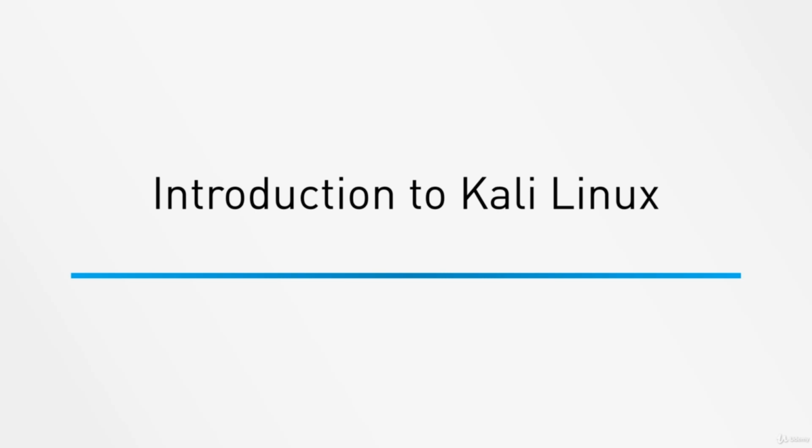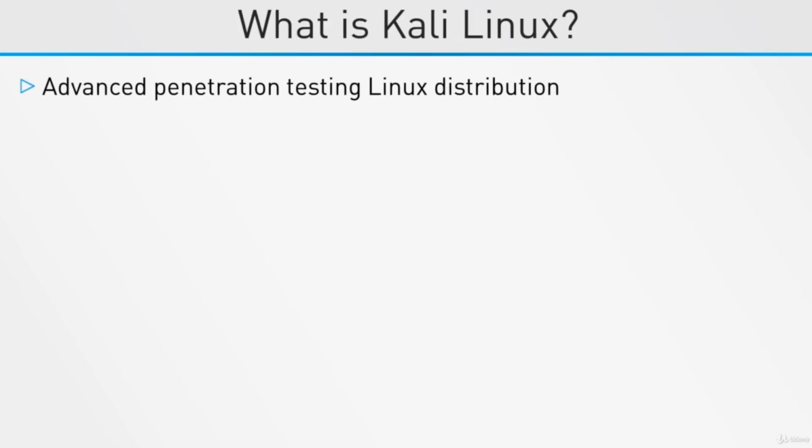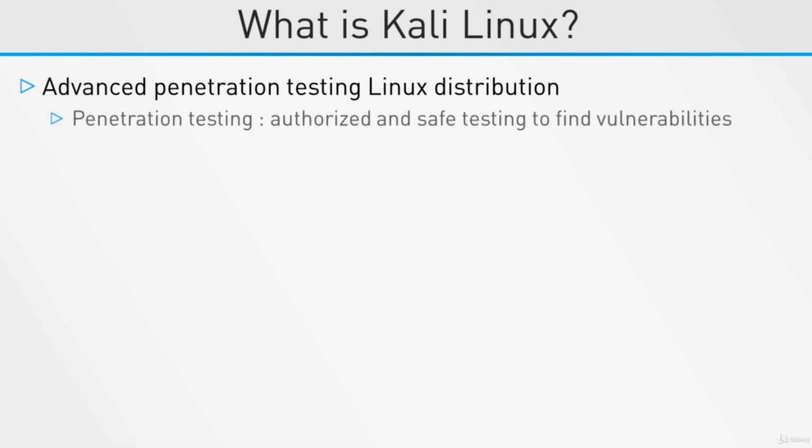In this lecture, I will give a brief introduction about Kali Linux. So Kali Linux is an advanced penetration testing Linux distribution used for penetration testing, ethical hacking, and network security assessments. And penetration testing is the practice of safely testing a computer system, network, or web application to find vulnerabilities that an attacker could exploit. And black hat hackers use the same tools in Kali Linux, but we, as the pen testers or white hat hackers, will use them safely and with authorization from the organization we conduct testing for.